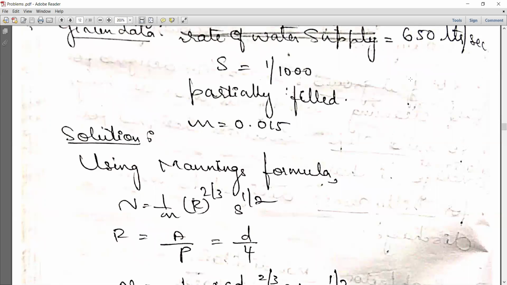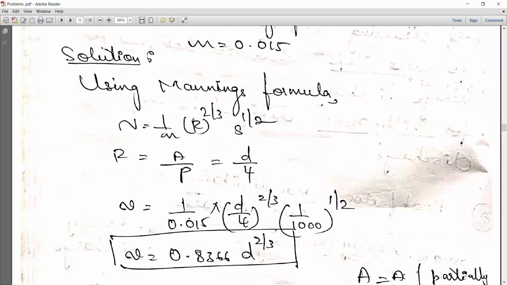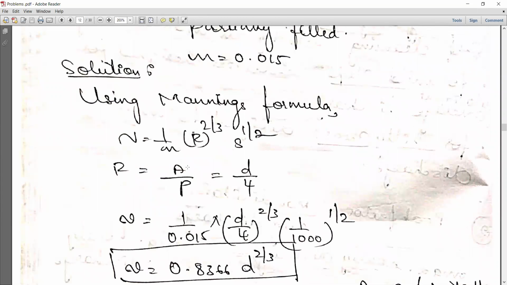that is given as Manning's formula, V is equal to 1 by n into R to the power 2 by 3 into S to the power 1 by 2. Only the change here will be the area that you are taking. The area you are taking will be A by 2 when you are talking about the discharge. When finding out the velocity, you are taking the complete area itself. That is area by P, that is D by 4. R is equal to D by 4 we are taking.